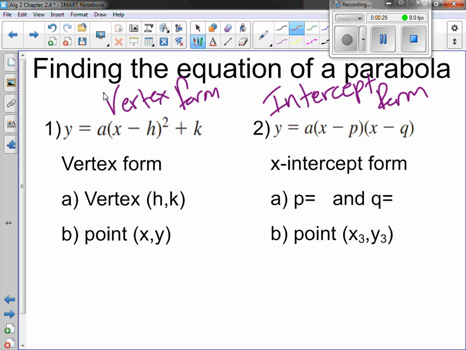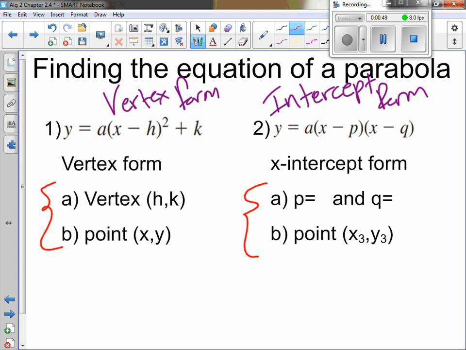If it's going to be in vertex form, they're going to give us the vertex and a point. They'll give us the vertex and a point somewhere on the line. If it's x-intercept form or intercept form, they're going to give us the x-intercepts and a point.